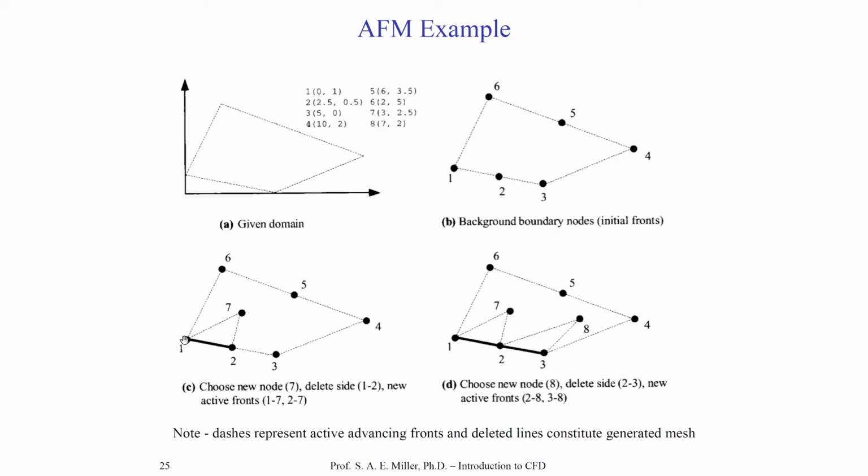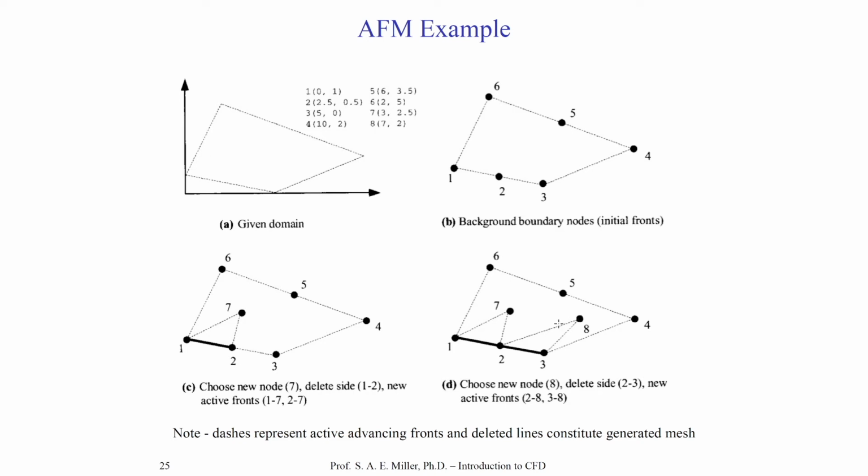Well, we remove the advancing front from 1 to 2. Our new advancing front in this new algorithm would then be 1 to 7, 7 to 2, 2 to 3, etc., all the way to 6 and back to 1. We then advance the next front as in part D. We would advance the front from 2 to 3 and place point 8 in the volume. This is placed at maybe not the most optimal location, but we'll choose it there.